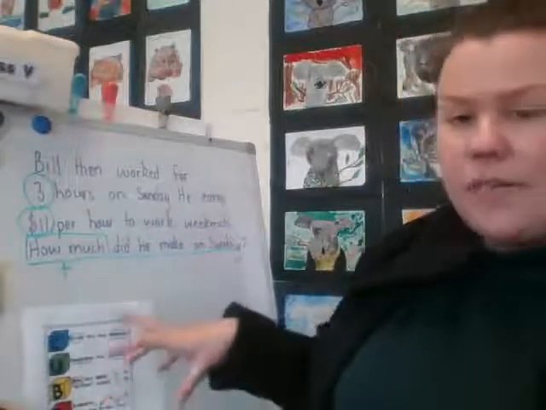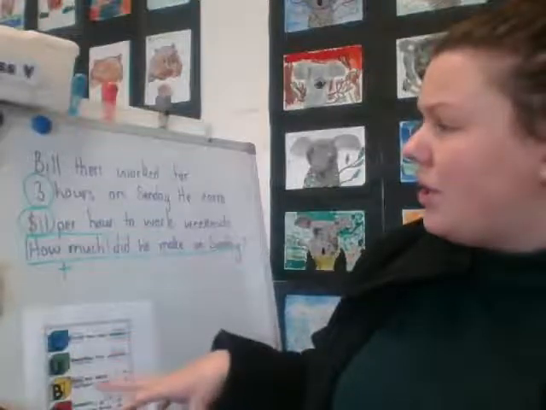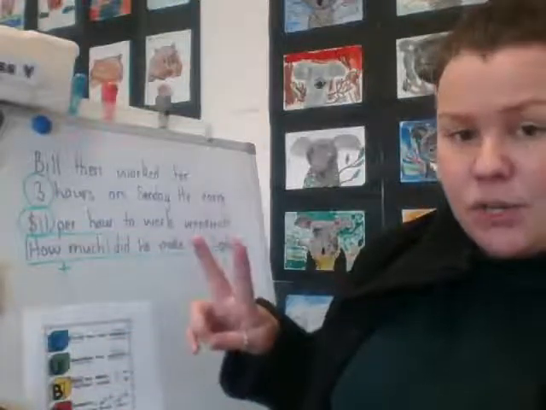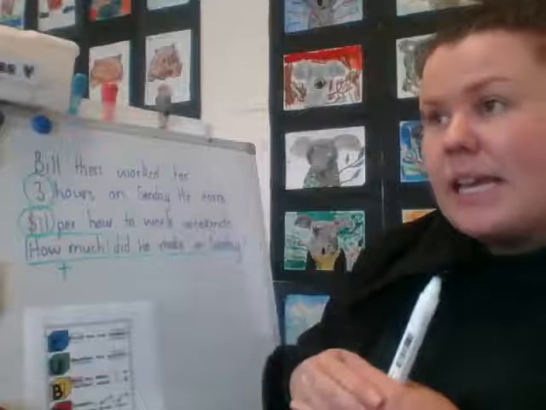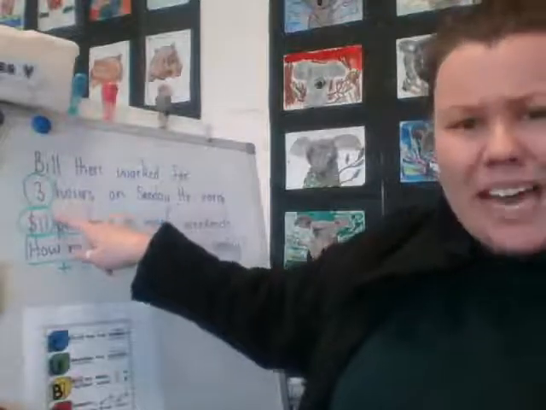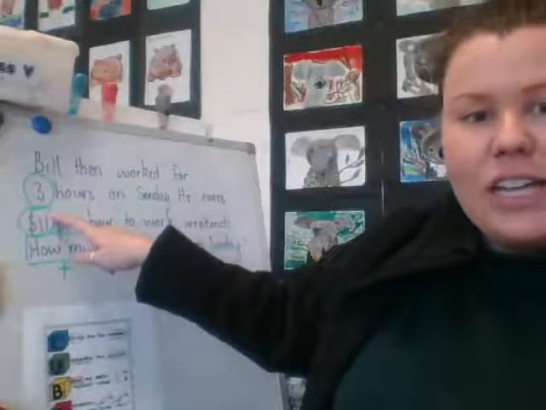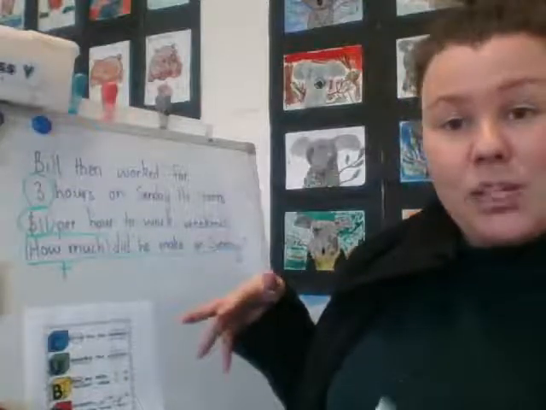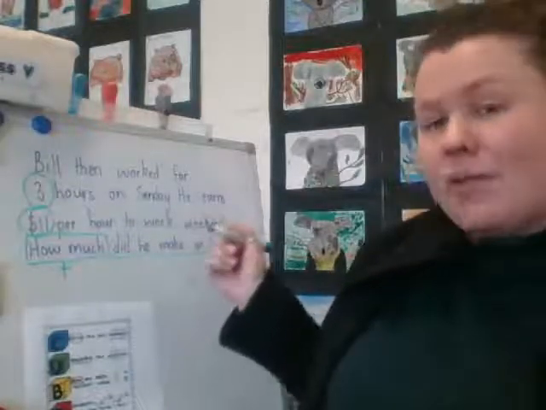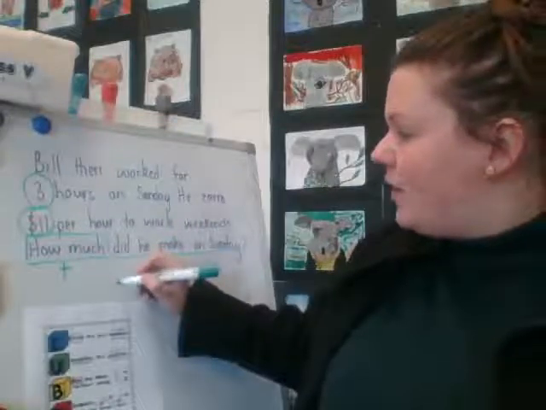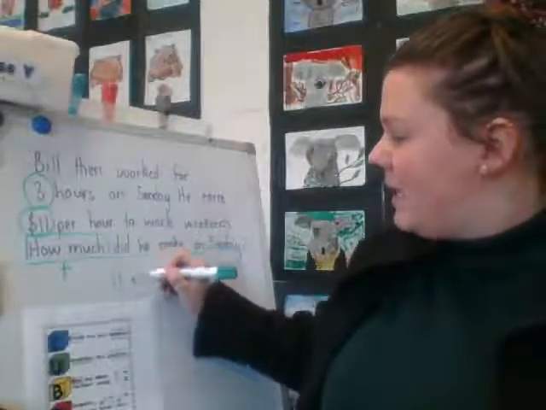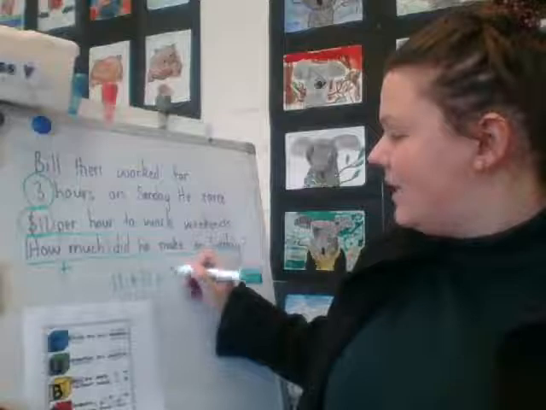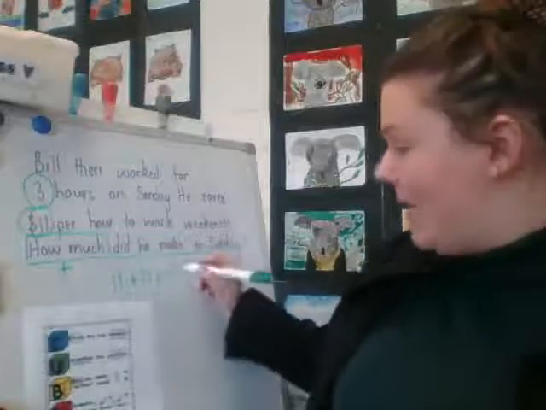Evaluate, I need to figure out my steps. So the last time around, Bill only worked for 2 hours, so we added the two numbers together. But this time he's working for 3 hours. So I'm going to need to do 11 3 times over. Now, if I'm in grade 2 or 3, I'm going to write this as a repeated addition. So I'm going to write it as 11 plus 11 plus 11. And I'm going to be able to solve that.